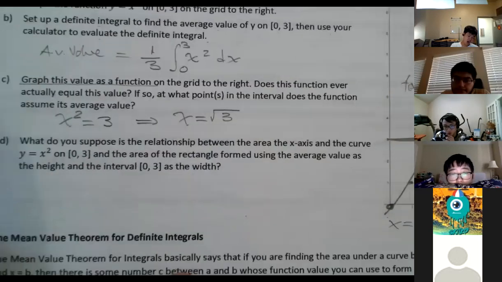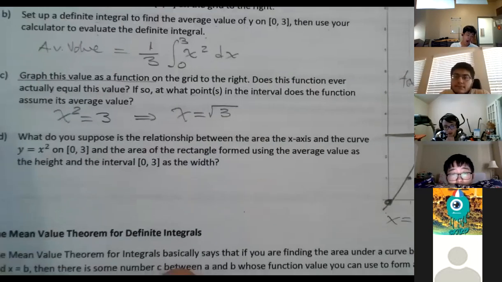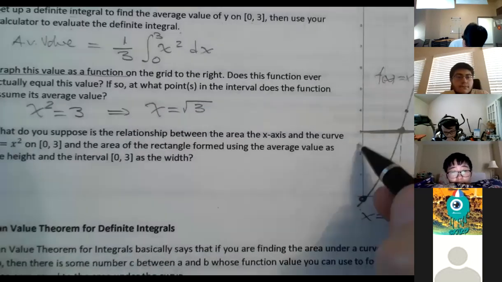So it says, what do you suppose is the relationship between the area between the x-axis and the curve, and the area of the rectangle? So let's find the area of this rectangle. What would be the area of this rectangle?